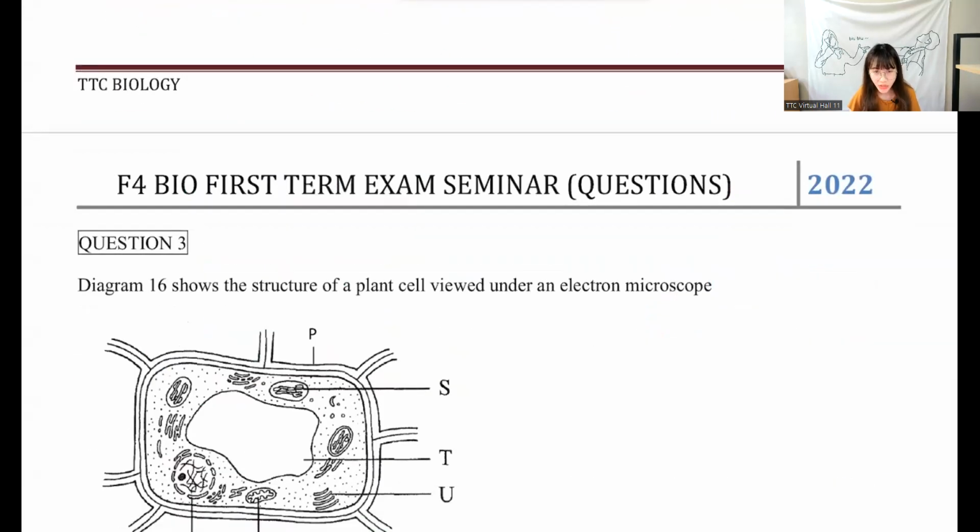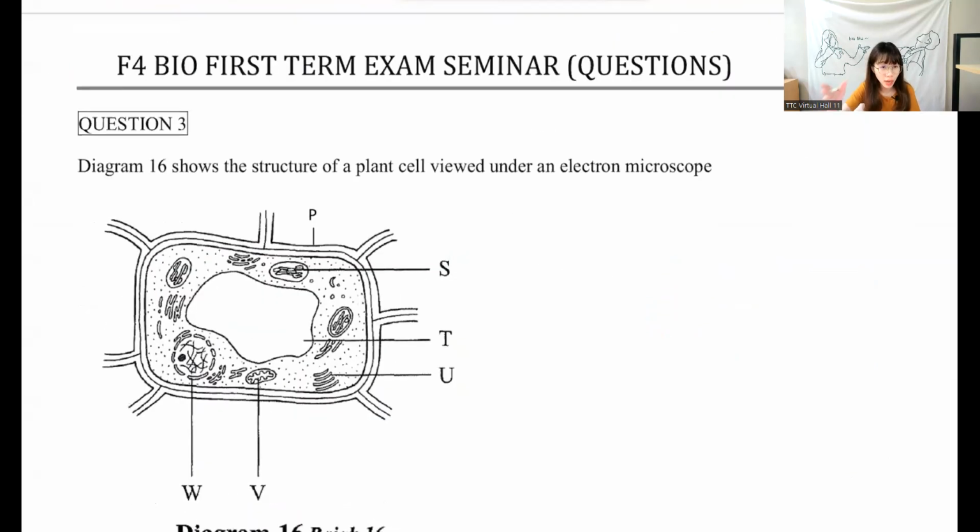Diagram 16 shows the structure of a plant cell viewed under an electron microscope. So same thing, we have to label the area. Let's start from P first, guys. P is the outermost layer. Outermost layer is what? P is a cell wall, correct? P is a cell wall.